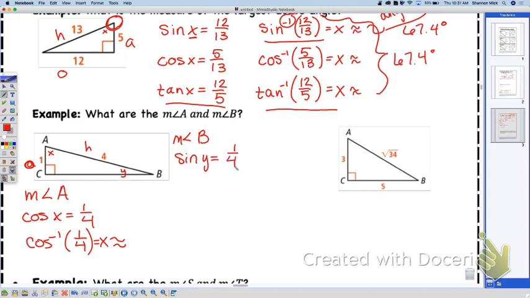And how do I get the angle then? I use what function? The inverse sine of 1/4 equals my x, and then when I do it, I'll get an approximate answer. So now you're going to go to your calculator. The calculator is like a side note. It's not the huge portion of it, is it?